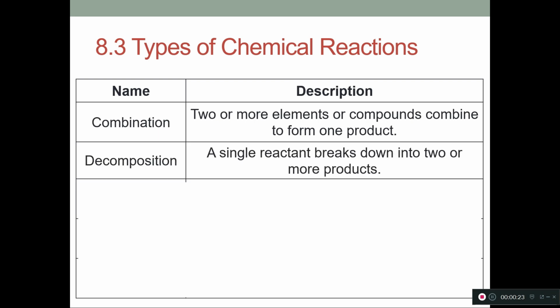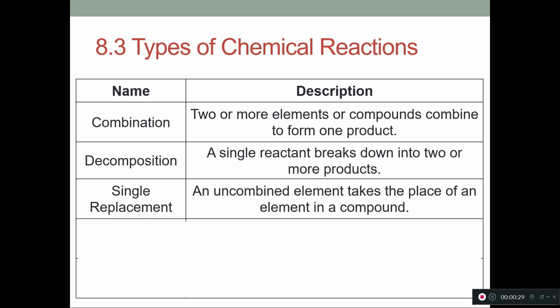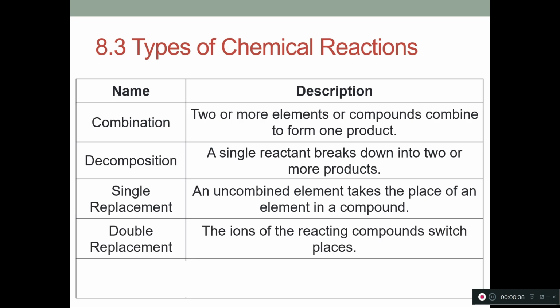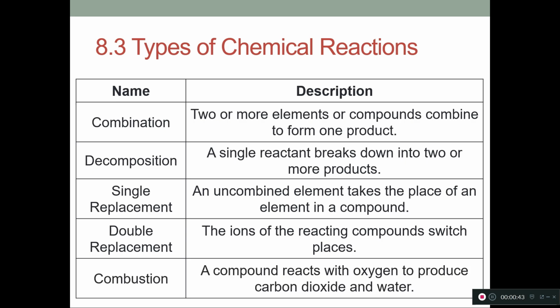And decomposition, which is essentially just the opposite of that, where a single reactant breaks down into two or more products. Then we can have single replacement, so an uncombined element takes the place of an element in a compound. Double replacement, the ions of the reactant compound switch places. And combustion, where a compound reacts with oxygen to produce carbon dioxide and water. And so we'll look at each of these in a little bit more detail here.